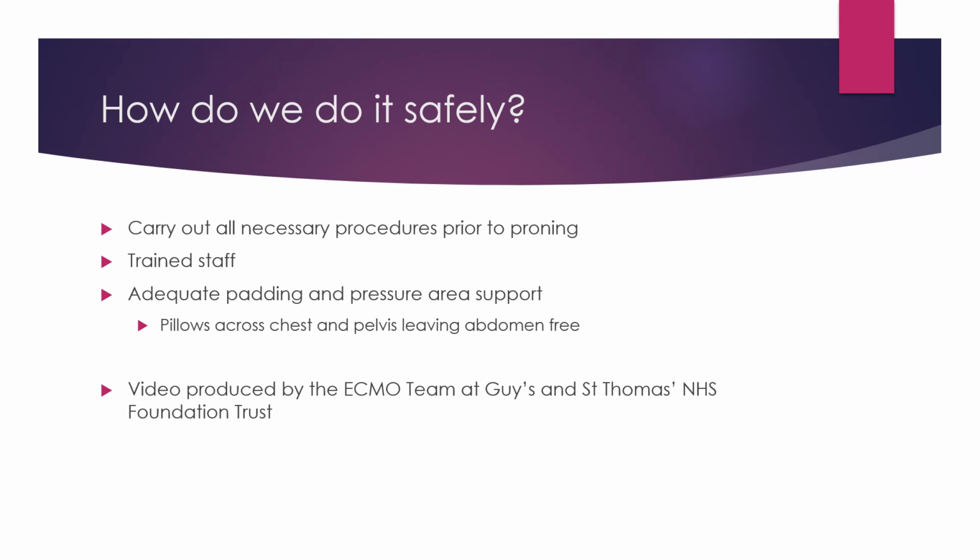So with all those risks and contraindications in mind, how do we do it safely? Well, the first thing we must do is carry out all necessary procedures, such as chest x-rays or changing central lines, prior to positioning our patient prone. Next, we must train our staff, either with volunteers or with mannequins, prior to working with actual patients. We must also ensure that we have adequate padding and pressure area support to ensure that we can support the chest and pelvis, leaving the abdomen free, as well as padding the knees, the ankles, the face and head.